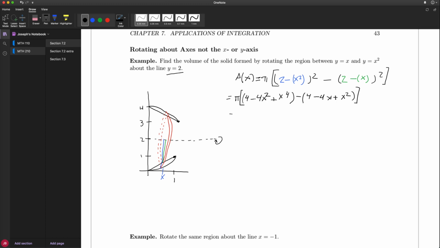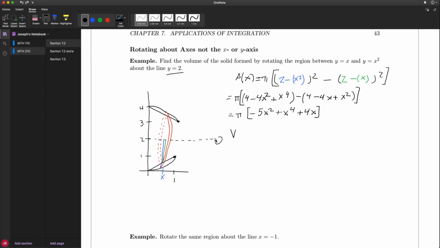To simplify this, we get pi bracket. We get 4 minus 4, so those cancel. We get minus 4x squared minus 1x squared, so that'll be minus 5x squared. We get x to the 4th and nothing else, so that stays as is. And we get a minus negative 4x, which turns into a plus 4x. So now this is our area function.